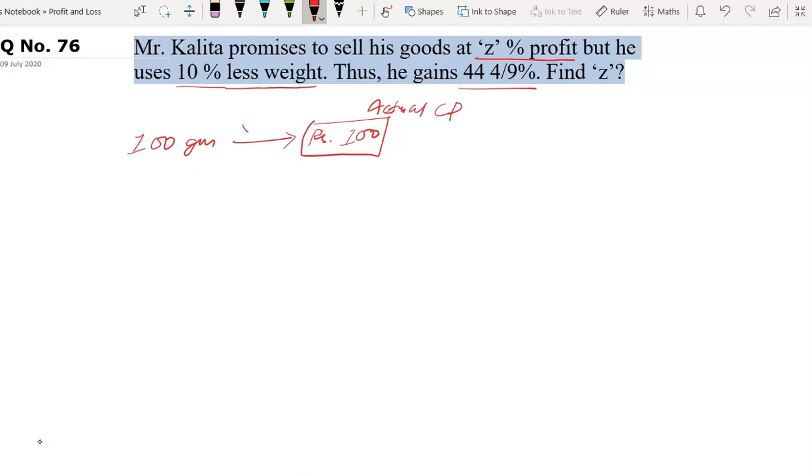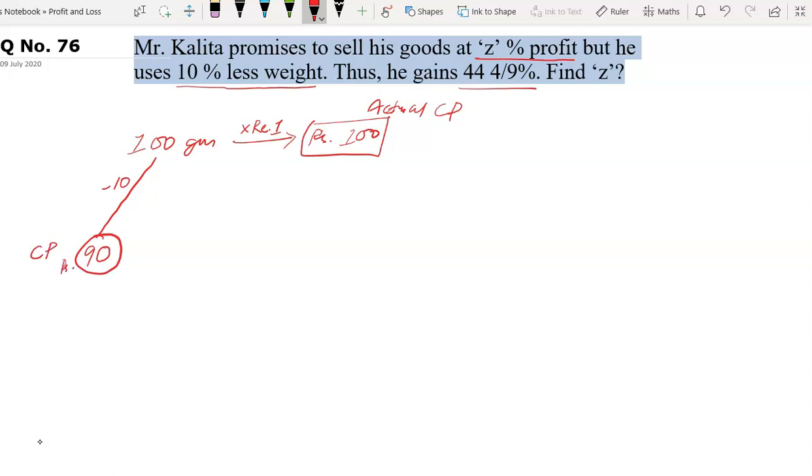So 1 gram will cost him how much? Rupee 1. Now he uses 10% less weight. So when he sells, he is using 10% less weight. So he is not selling 100 gram, he is selling only 90 gram. So 90 gram will cost him how much? 90 rupees.